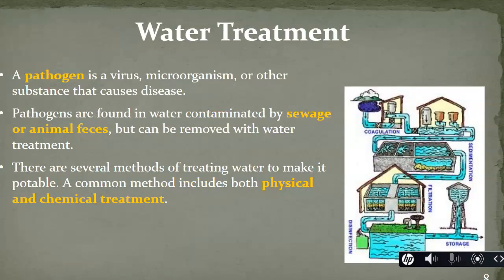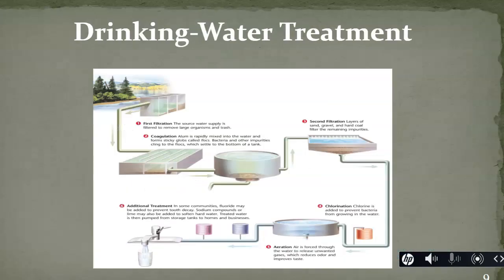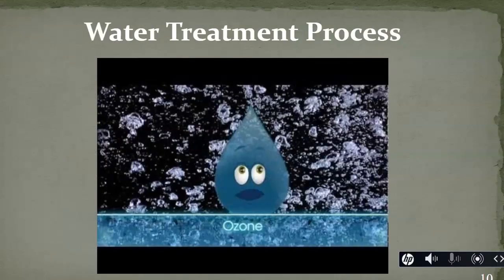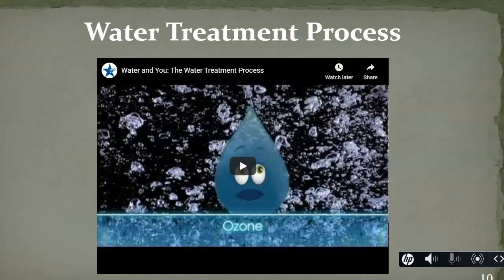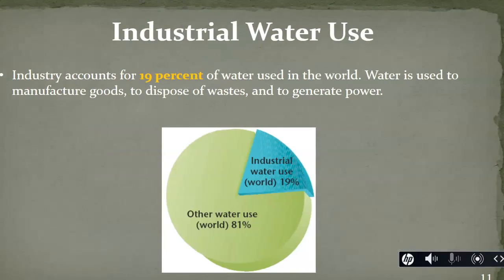Okay. So again, water treatment facilities are designed to remove pathogens, viruses, microorganisms, something that might cause disease. Also, anything from sewage, right? Sewage or animal feces. And this uses both a physical and chemical treatment. Okay, so here is a diagram of a water treatment facility, and this is also a really good video that walks you through the water treatment process.